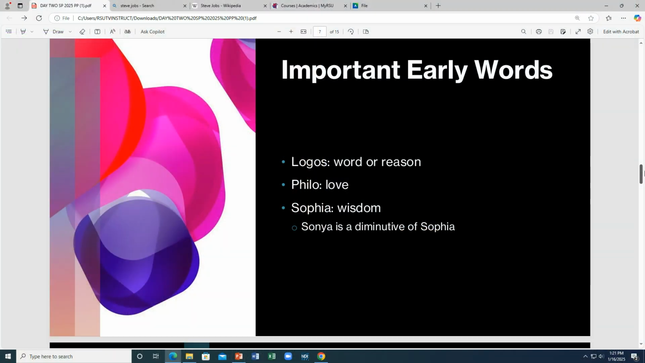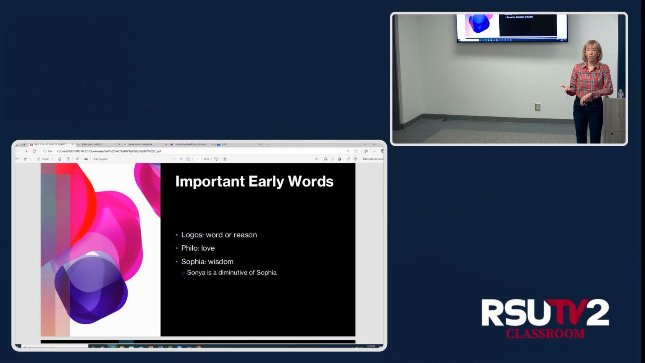Okay, so we're tracing the history, we're looking at the governance, and then we're going to go in and look at some particularly important people within psychology in more detail. But before we do that, there's some important early words to take a glance at. So logos or logi is word or reason. And over time, that's come to be more akin to the study of something, right? So sociology, the study of society.